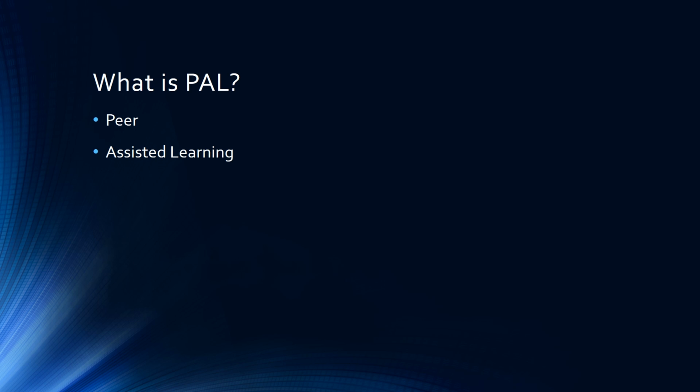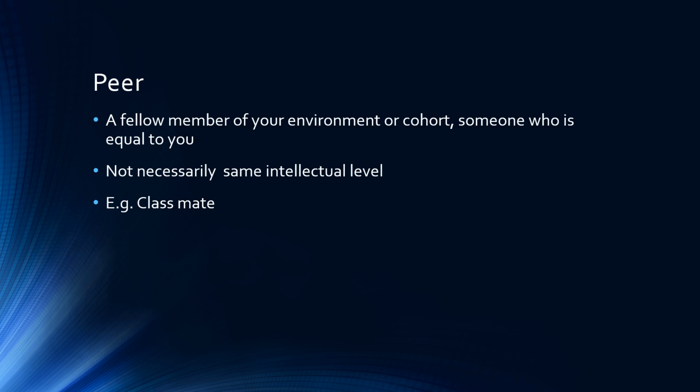Now, peer-assisted learning can be broken down into, interestingly enough, two components. We have peer and we have assisted learning. The first aspect, peer, is very important. A peer is a fellow member of your environment or cohort, someone who is equal to you. So this could be a classmate, a student, your friend, workmate, and so on. Someone who's on an equal level to you.